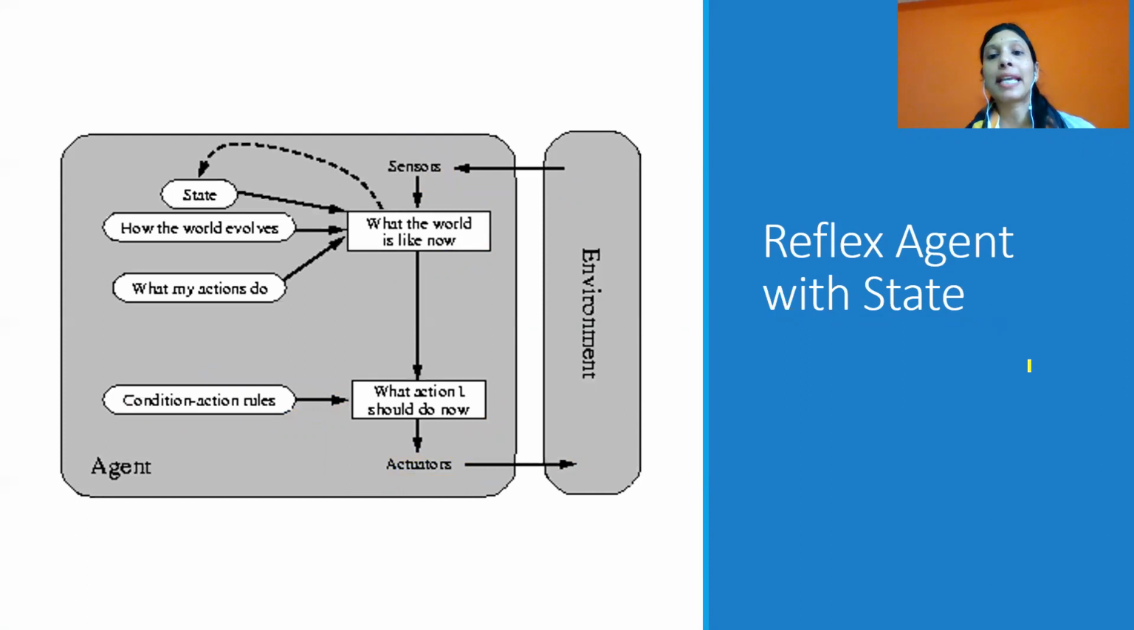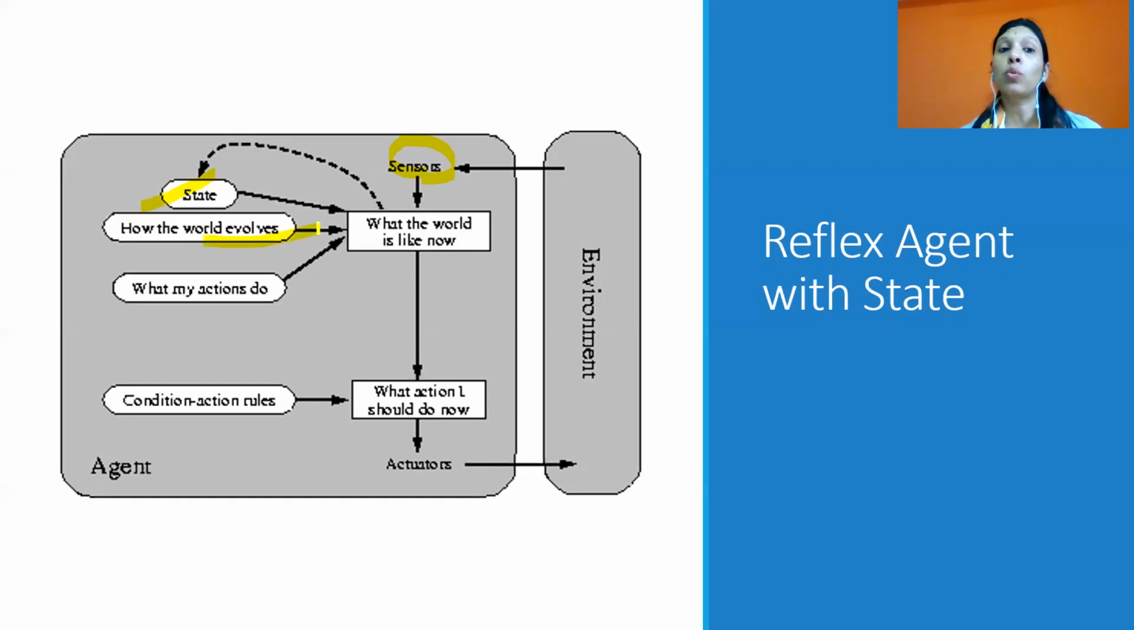Then there are reflex agents with state. These agents are similar to the reflex agents, but the only thing is that they will also save their last state. And they will always compare their last state with the current one to take the appropriate action. In this also, they will sense the environment using the sensors. They will see what the world is like now, but they will also keep in mind their last state and the last actions they have taken.